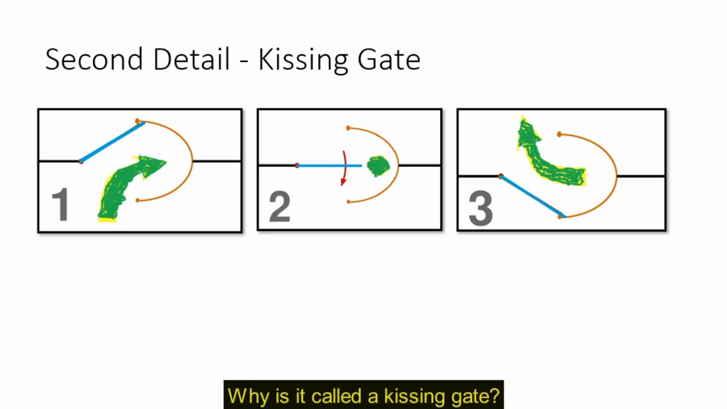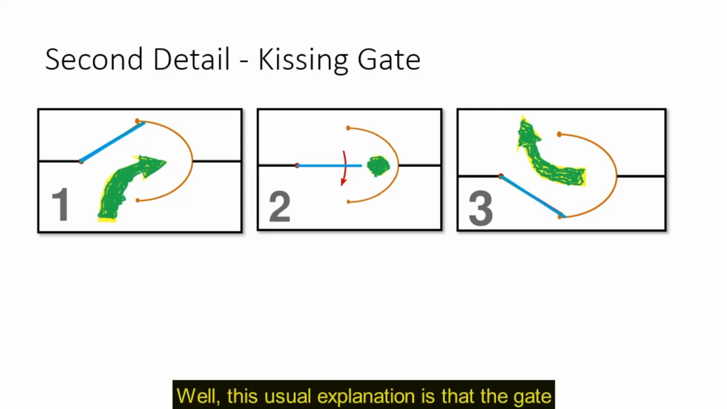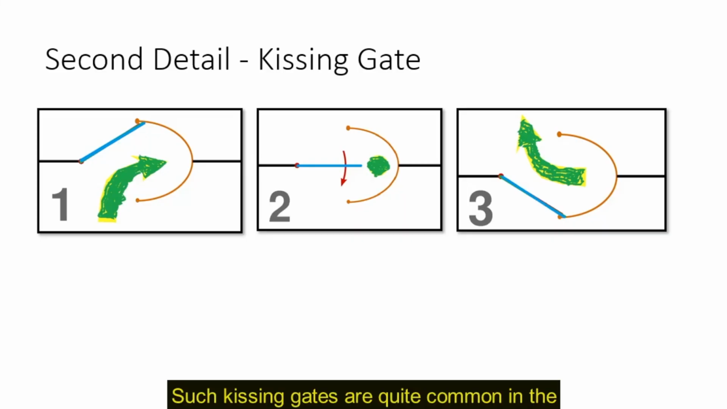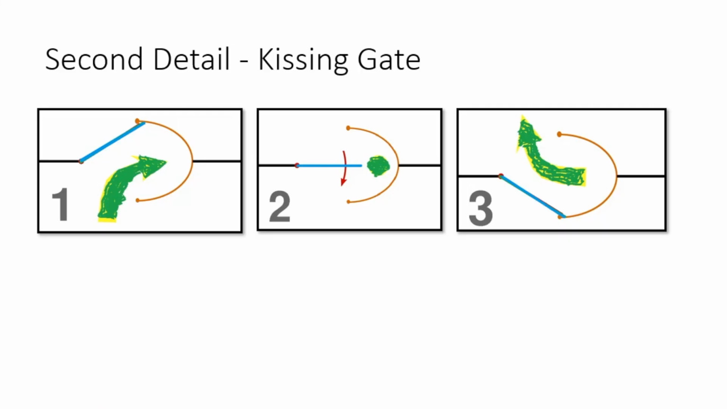Why is it called a kissing gate? Well, the usual explanation is that the gate itself does not lock or latch with anything. It merely kisses the two sides of the cage. And such kissing gates are quite common in the fences that are around churches in Britain.